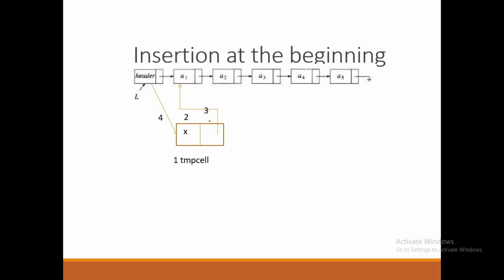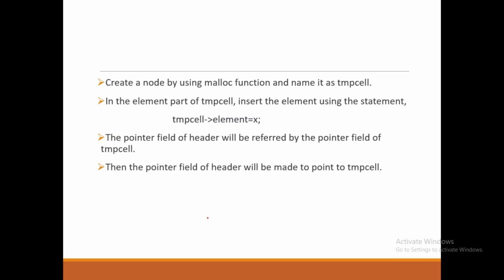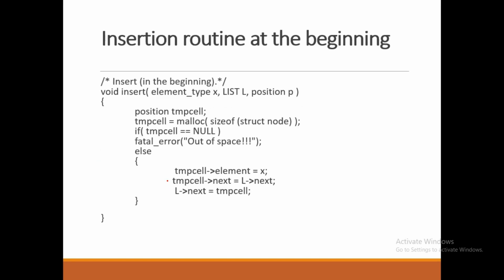First we have to create a node like this, then in its element part we have to insert the element, then in its next part we have to change the pointer. So first we are going to create a node, then in the temp cell element part we are inserting the element, then we have to change the pointers. Okay, so this is the routine for achieving the thing.